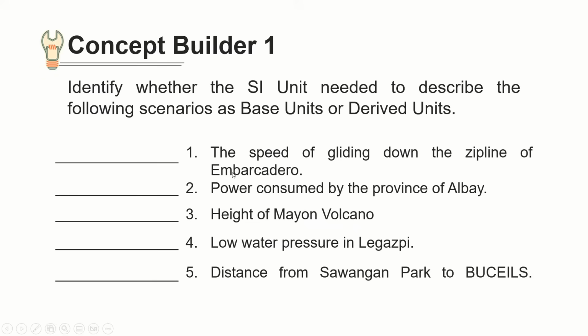Okay, so let's answer number 1: the speed of gliding down the zip line of Embarcadero. Here we need to identify whether the units needed are base units or derived units. To define speed, it is the total distance divided by the total time. Since we define it by the way it was calculated, the answer here is derived unit. Next is the power consumed by the province of Albay. So, what is power?